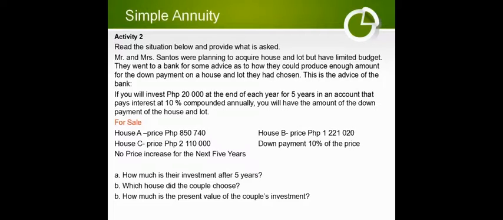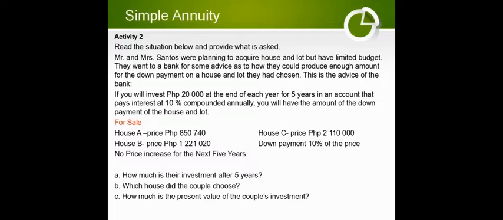Okay, for sale, house A, the price is 850,740. So that is the first house for sale. The second house for sale, house B, the price is 1,221,020 pesos. And house C, the price is 2,110,000 pesos. And the down payment is 10% of the price.